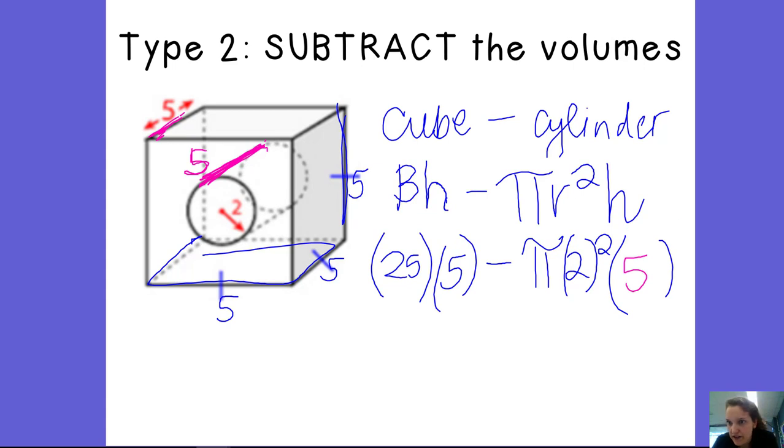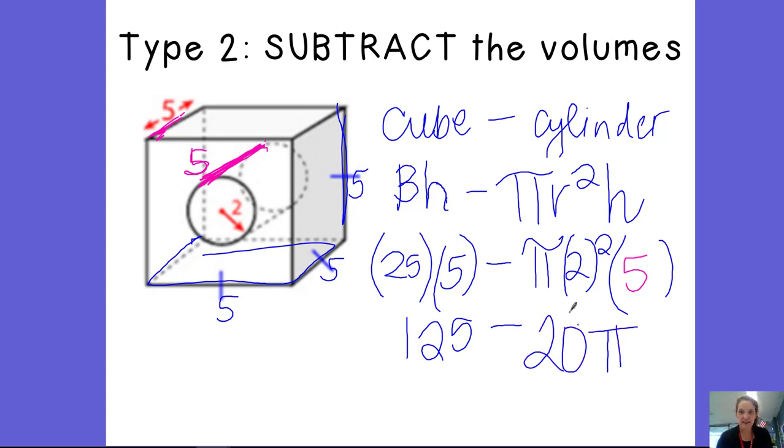So now I can just go type all of that into my calculator. 25 times 5 is 125. 2 squared times 5 is 20 pi. So if I had asked you to keep your answer in terms of pi, this would be your final answer. You cannot combine those any further because 20 has a pi on it and 125 does not. Those are not like terms because they both don't have a pi stuck on it.